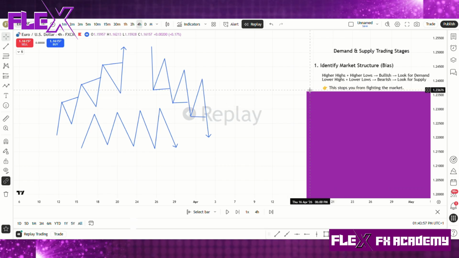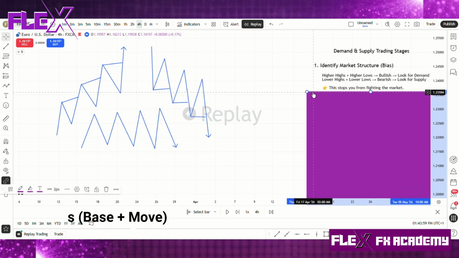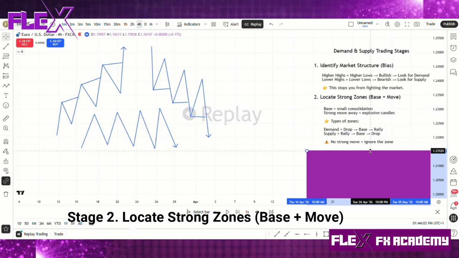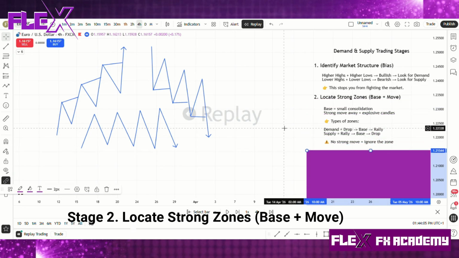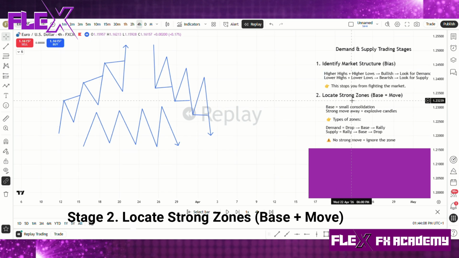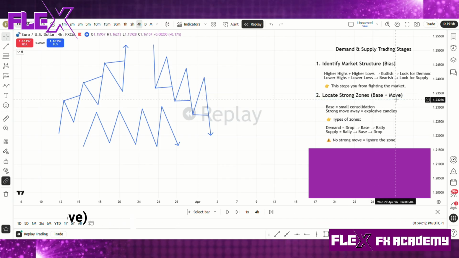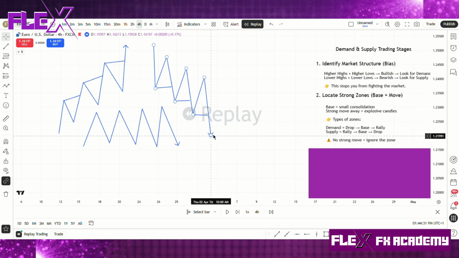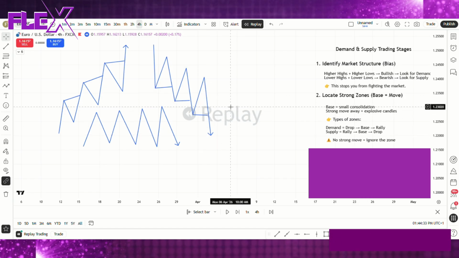On stage 2, we're locating the strong zones, to confirm our base and our move. So what makes our base? Our base is equal to small consolidation. So our base must be a consolidation. Any strong move we see must be an impulsive candle or a decisive candle.